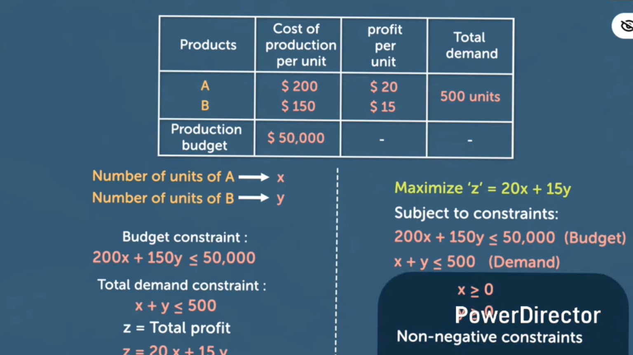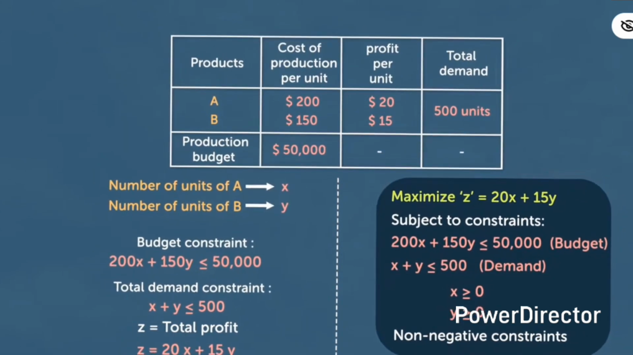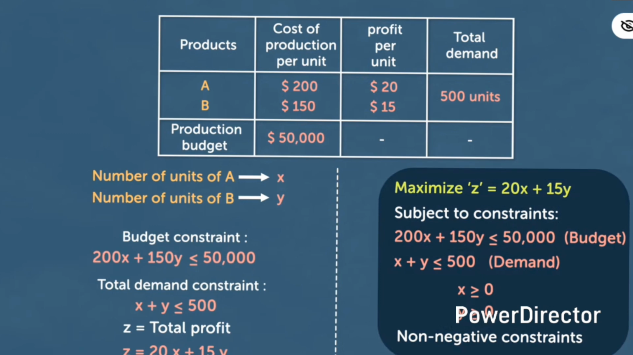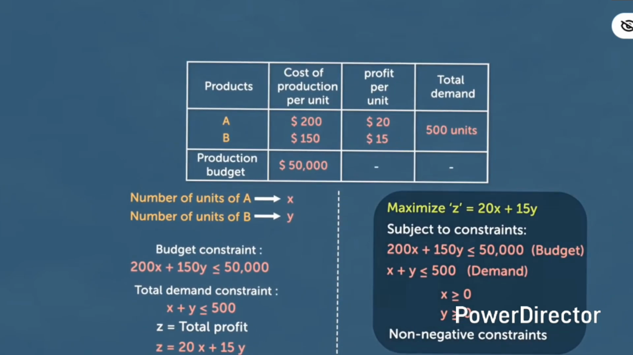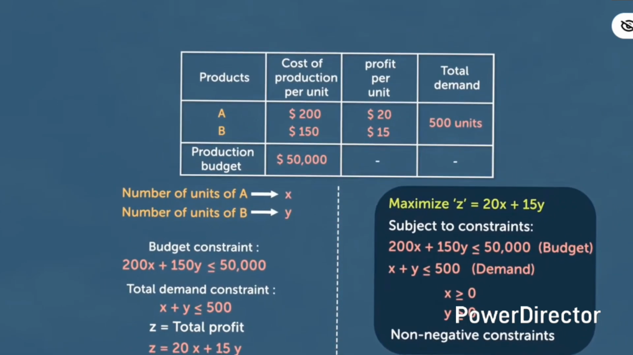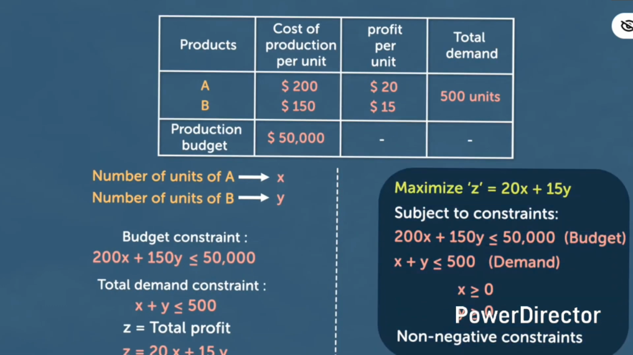Can the number of units produced by a company be negative? You're right, it can never be negative. So, we need to add the non-negative constraints. It can be written mathematically like this. It's very important to write the non-negative constraints in the formulation of the linear programming problem.